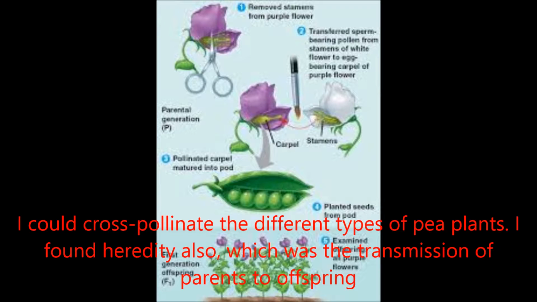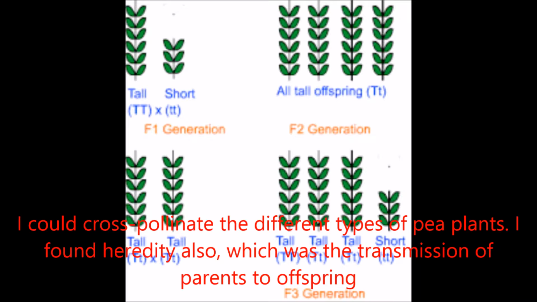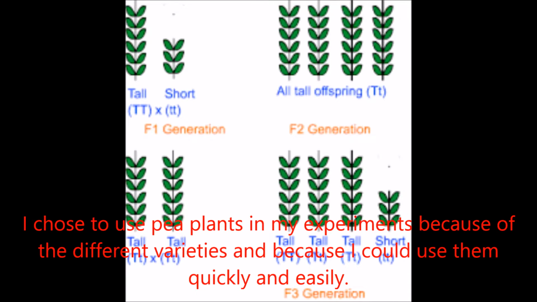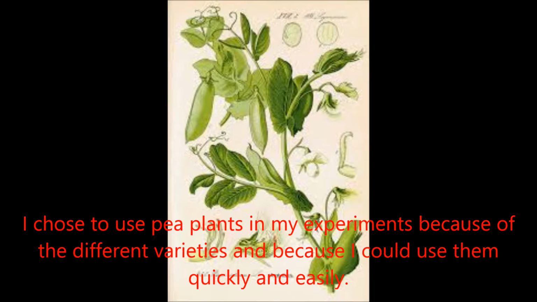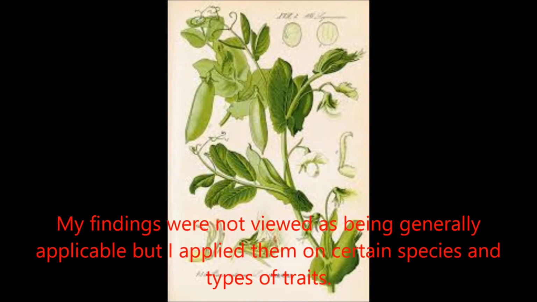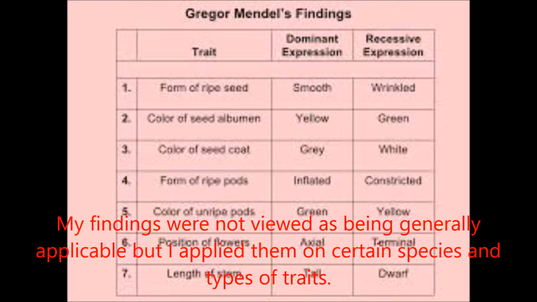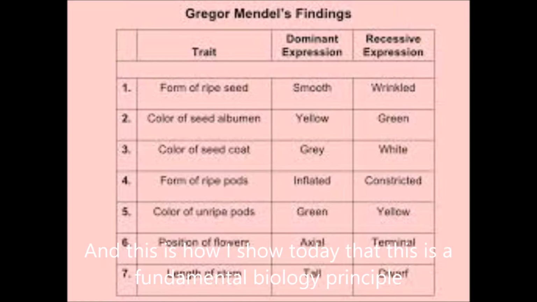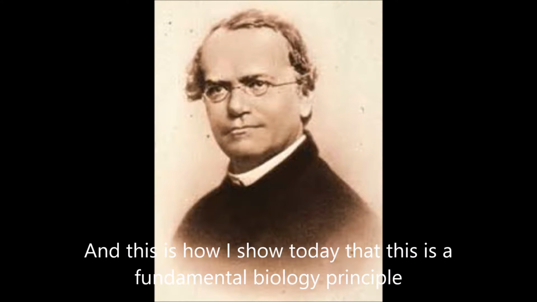I found heredity also, which was the transmission of traits from parents to their offspring. I chose to use peas for my experiments because of the distinct varieties and because offspring could be produced quickly and easily. My findings were not viewed as being generally applicable, but I applied them to certain species and types of traits. And this is how I show today that this is one of the fundamentals of biology.